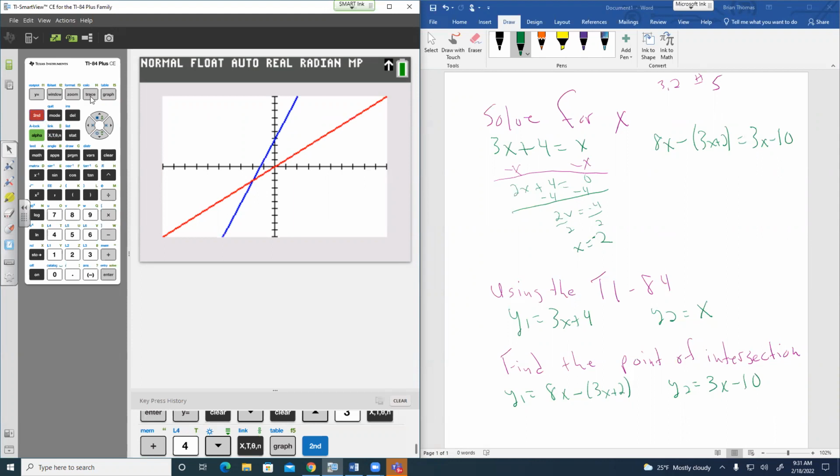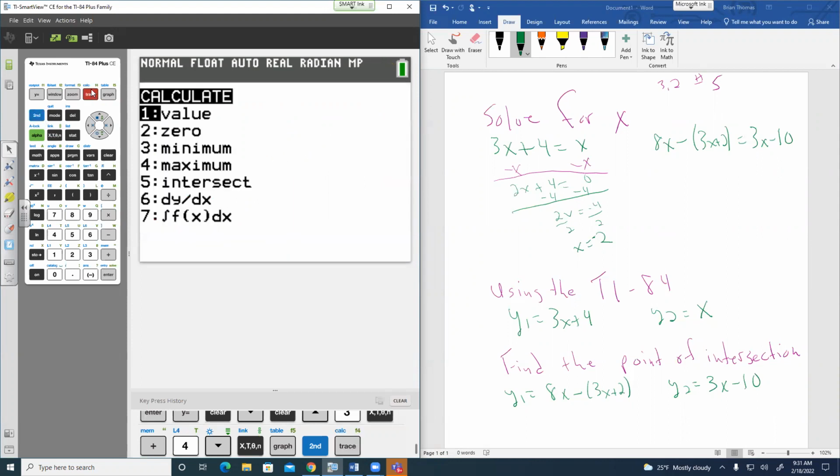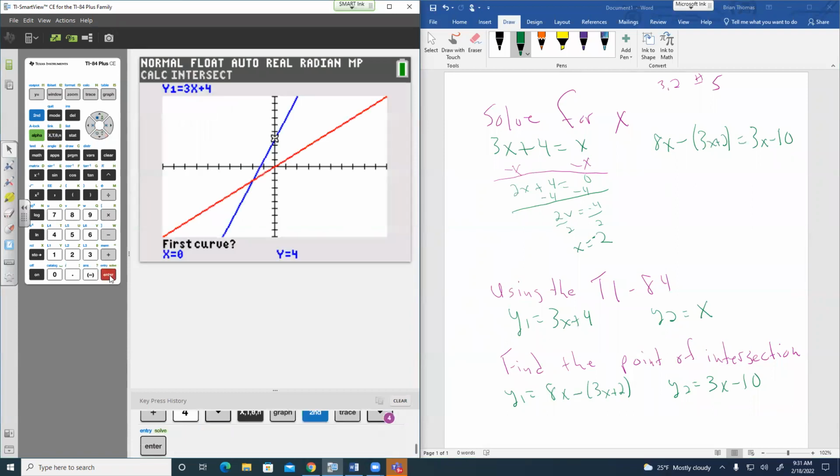So if I hit the second button, hit the trace button, it does the calculate button that's above it in blue. Number 5 is actually intersection. So if I choose number 5 here, intersect, hit enter. Notice it says first curve. So notice how my little cursor is on the first curve. If I hit enter, it'll move it to our second curve, or in this case, second line.